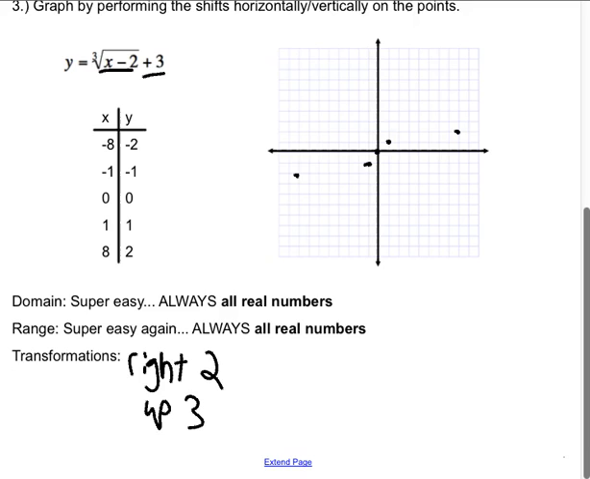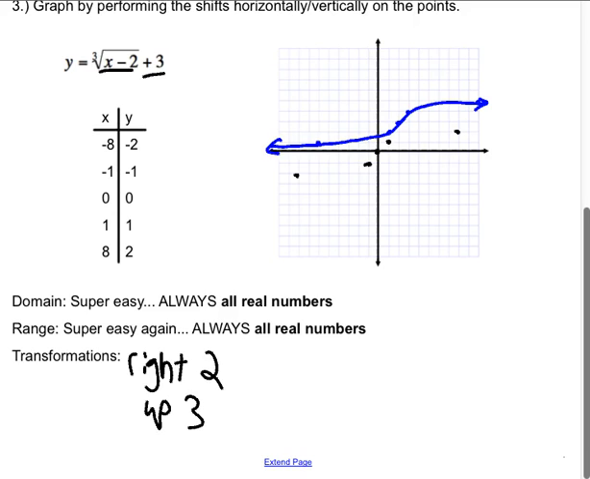Now that I know that that's what I'm doing, I'm going to take every one of those points and shift them around. So I'm going to start with that left-hand point. Right 2, up 3 is going to land it right there. Right 2, up 3. Then the one at the origin, right 2, up 3. The one that's at 1, 1, let's move it right 2, up 3. And then that last one over at 8, 2 is going to be right 2, up 3. So once I shift the whole thing around, now I just connect the dots, and that's what I get.